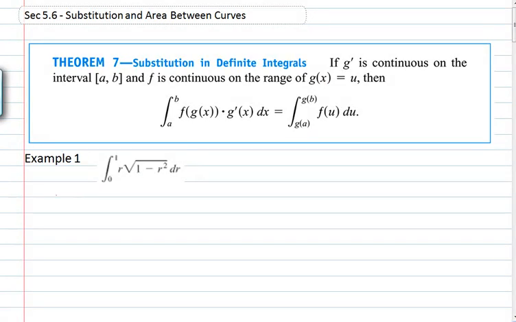On this first problem, what will we let u be equal to? 1 minus r squared. What is du equal to? Negative 2r dr. But we don't have the negative 2r dr. What do we have? So this is going to be minus 1/2 du equals r dr.